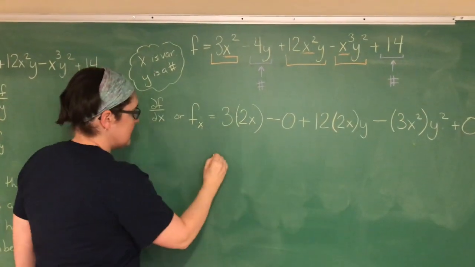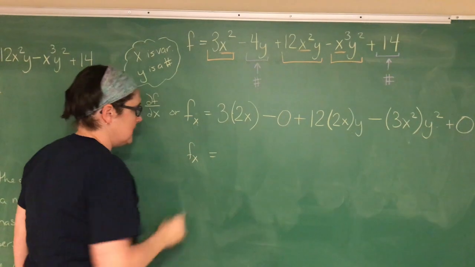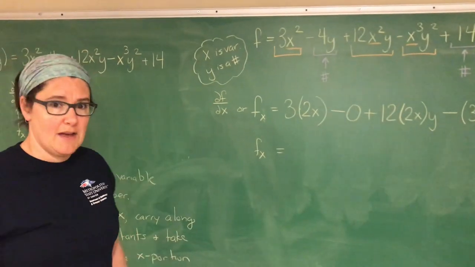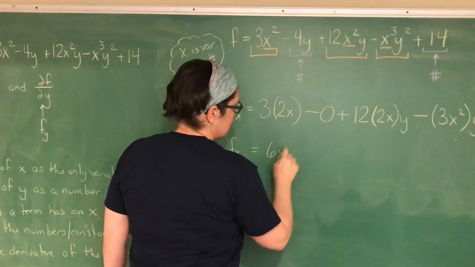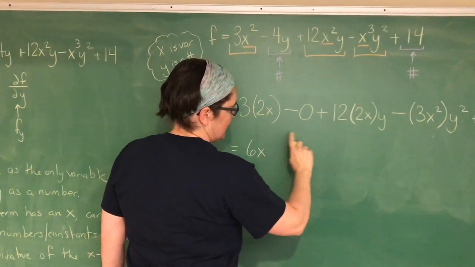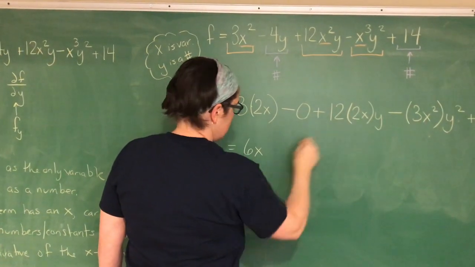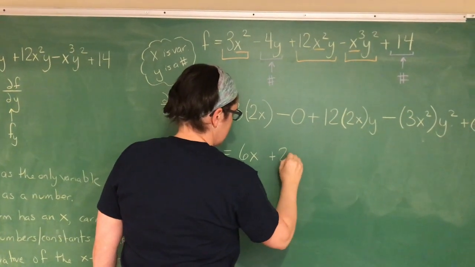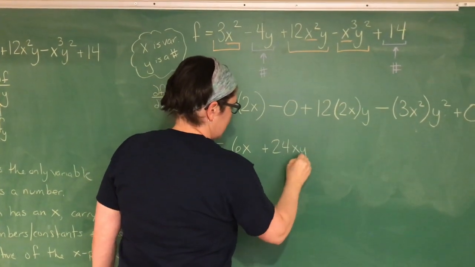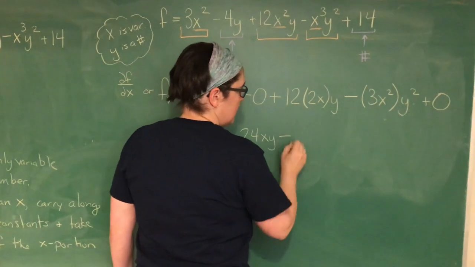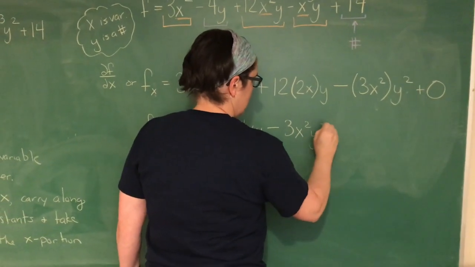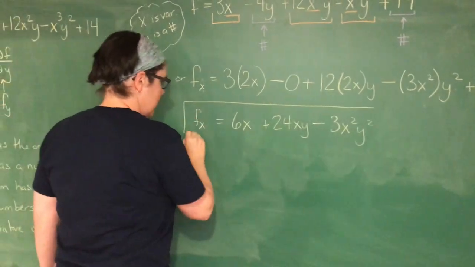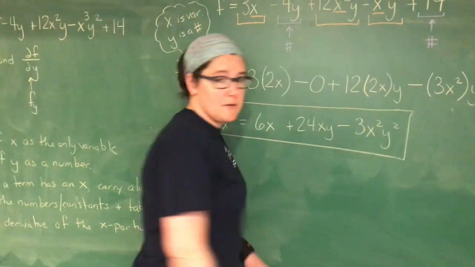Okay, so my final step on calculating my partial derivative of f with respect to x is to clean up. So 3 times 2x is 6x, minus 0, I don't have to write that. 12 times 2 is 24, so I have plus 24xy, minus 3x squared y squared. And there is my partial derivative with respect to x.